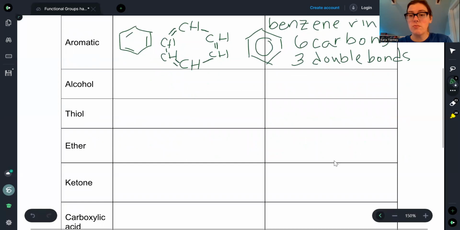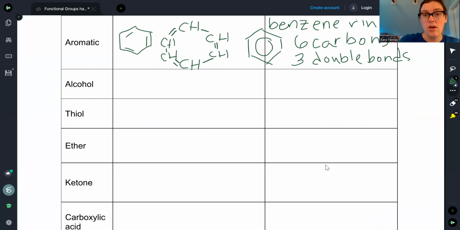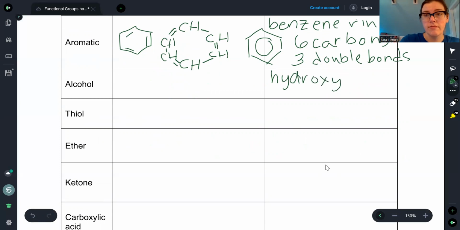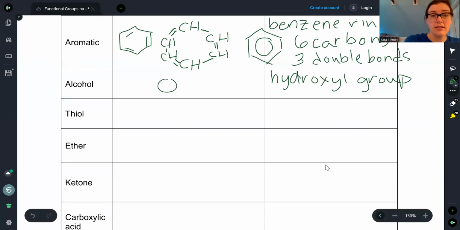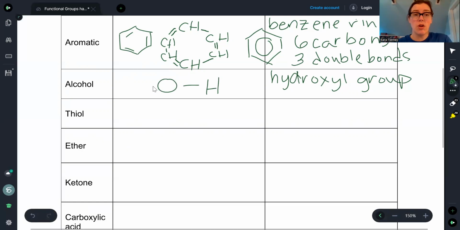Our next functional group is an alcohol group. So alcohols contain what's called a hydroxyl group. A hydroxyl group is simply a hydroxide that is covalently bonded to a carbon. So we've got a hydroxyl group, which is an oxygen with a hydrogen. An oxygen will always bond twice. So it has 2 single bonds, one to something else, typically a carbon, and one to a hydrogen.